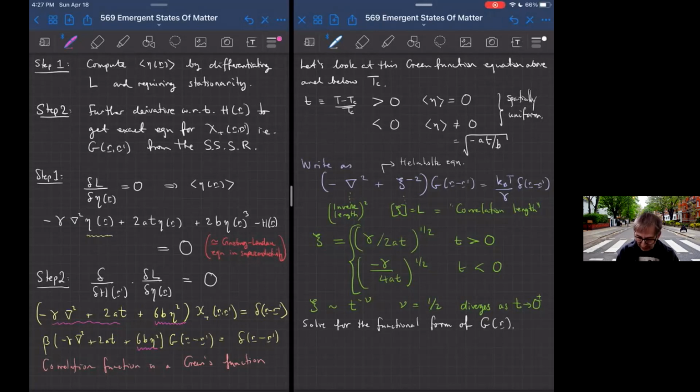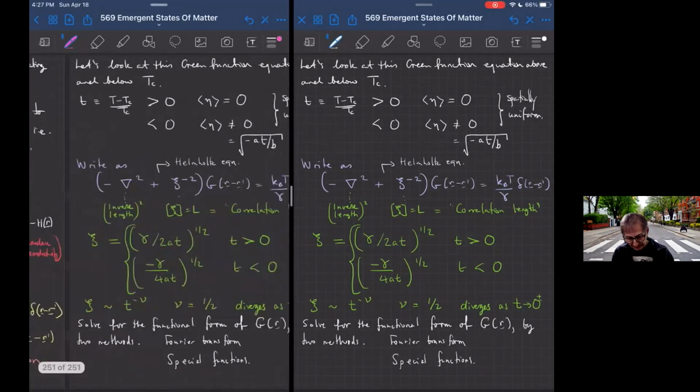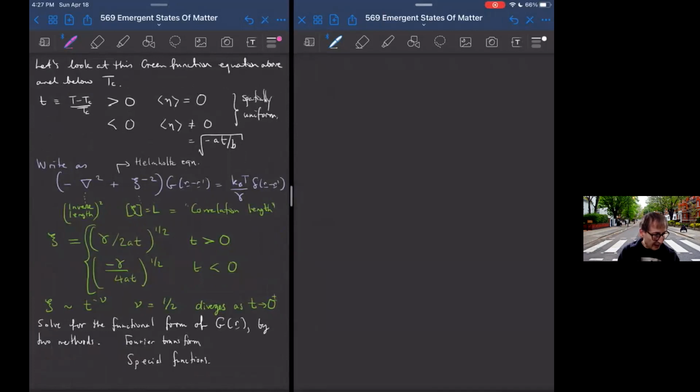So we can solve it in two different ways, by two methods. We can do it by Fourier transform, or we can use our knowledge of special functions. And in fact, this equation is a form of Bessel's equation. So let's go ahead and do that. Let's do the Fourier transform method first, because that's the easiest.